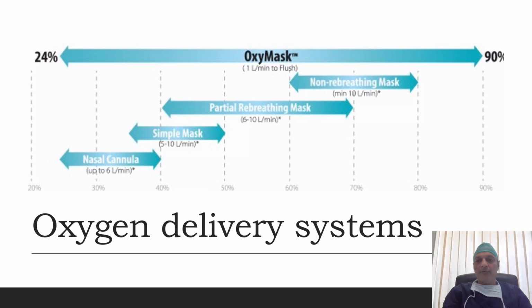Here is a summary of various oxygen delivery devices. Here you can see nasal cannula, simple mask, partial rebreathing mask, non-rebreathing mask, and Venturi mask. Here you can see how much oxygen flow is required and how much oxygen concentration each device can deliver.